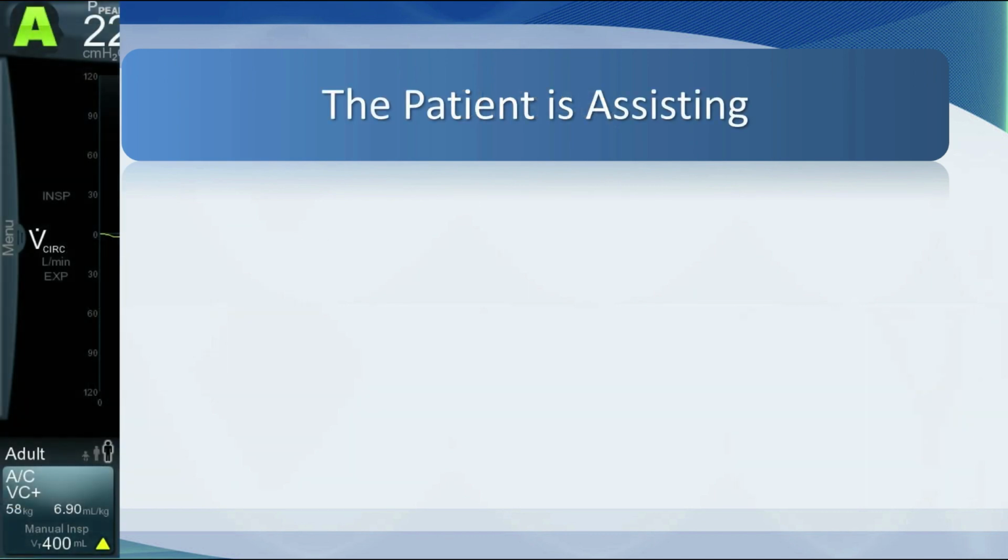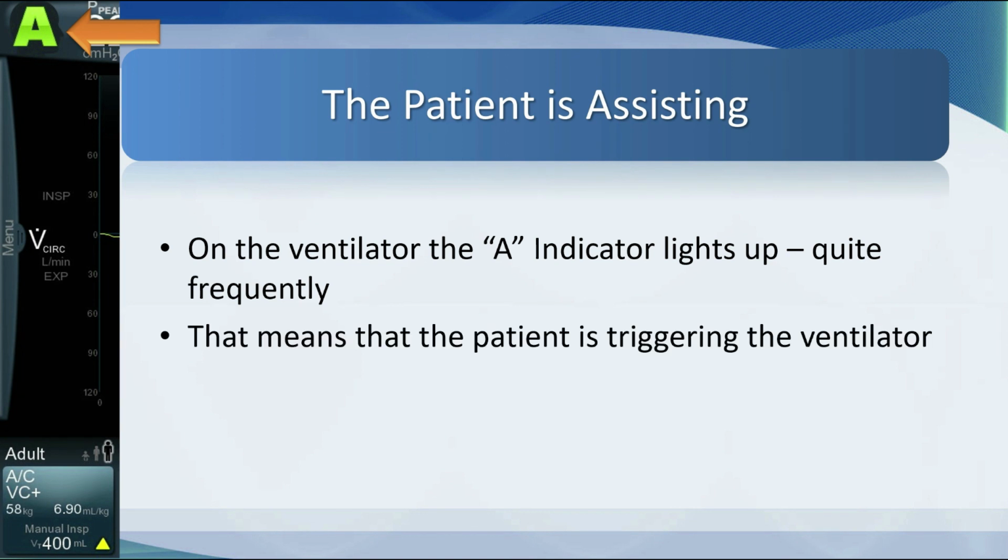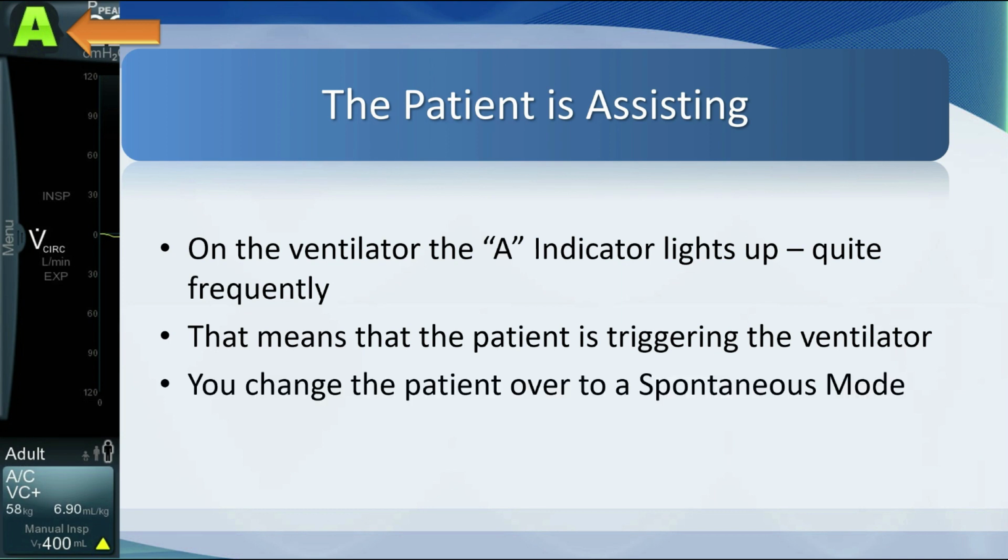And when you look at his ventilator screen, you can see this A up in the top left-hand corner. Every ventilator has this somewhere, you just have to look for it. And that means that the patient is assisting some of the breaths that he's getting. So that's happening quite frequently. And that means he is triggering the ventilator. Because of this, you decide, well, it's time to change him over to a spontaneous mode.